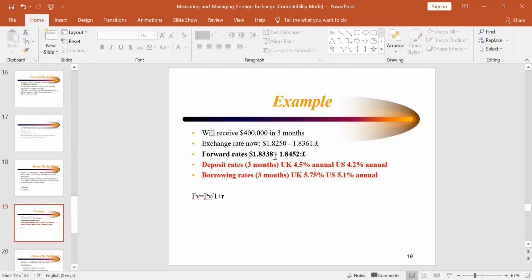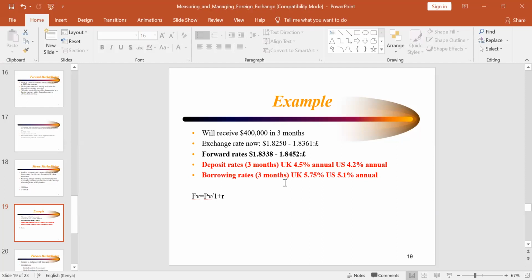Then you have the borrowing rates, which is 5.75% in UK and 5.1% in US. These are also annual rates. Take note of the formula I've given there. It's very useful for our calculations. So now, how much will you receive if you decide to go for the money market hedging?